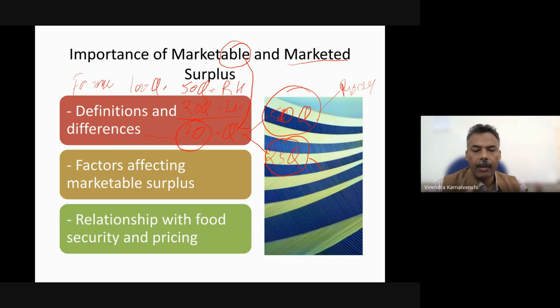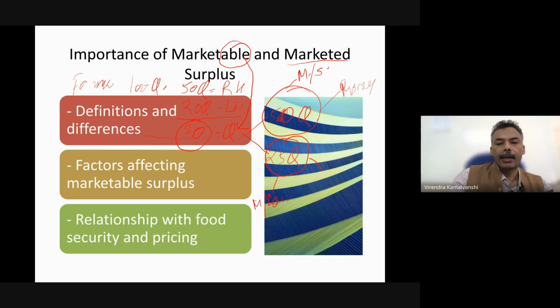So what type of farmers usually sell more initially during the harvest season? Definitely those who need more money and have less produce with them. Okay, so they may be mostly marginal and small farmers. And mostly there will be large and medium farmers who hold back because they have land. They know that if they sell right now, they will not get good prices. So this is how there is a relationship with food security and pricing, because most of the marginal and small farmers need more money than what they have at the point in time.